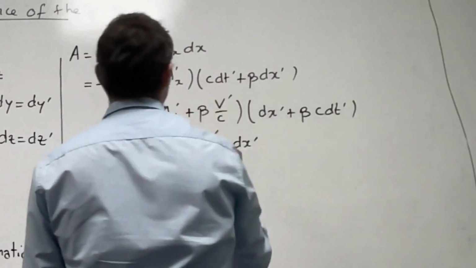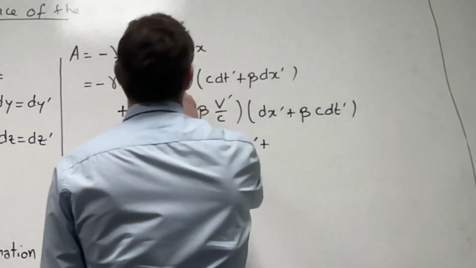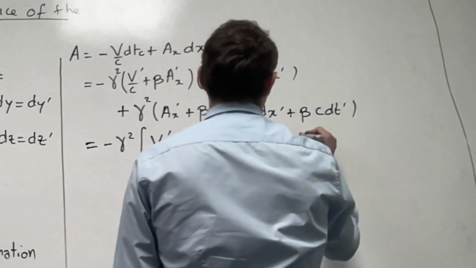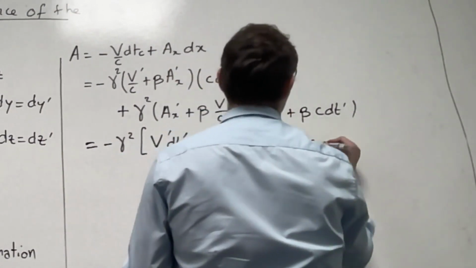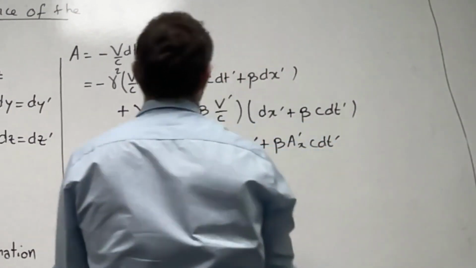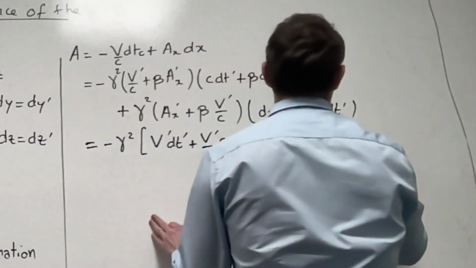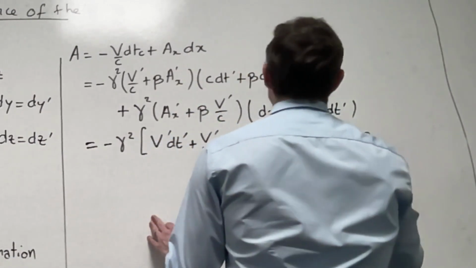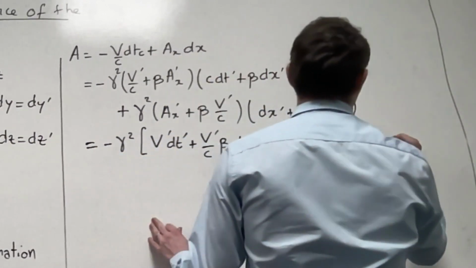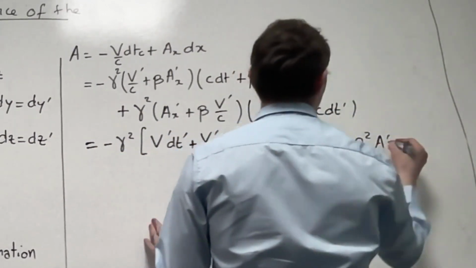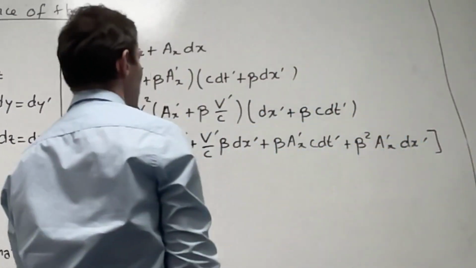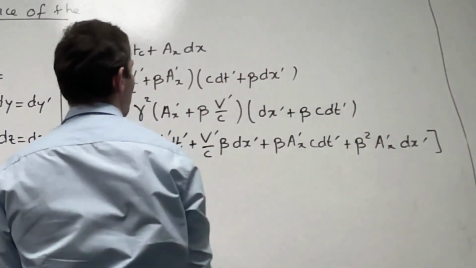then plus beta a prime x c dt prime. Okay, and then plus beta squared, and then a prime x, and then dx prime. Okay, so that's the first series, so that's the first terms here.